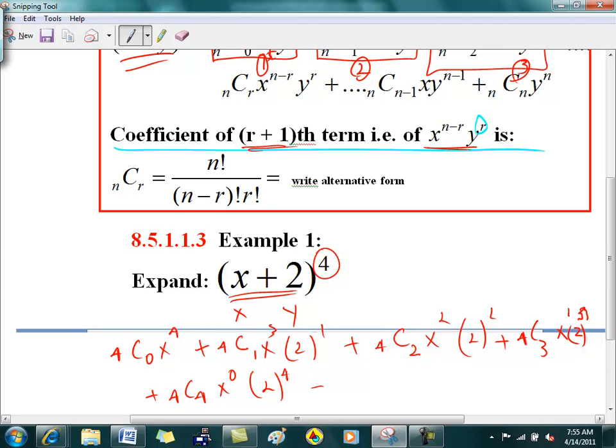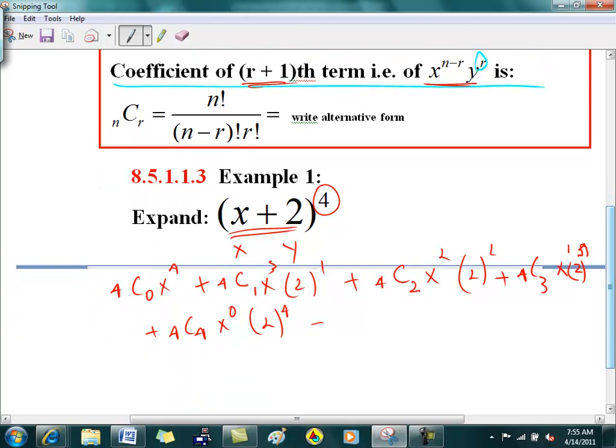Okay. Now what do you do? This is not the end of the line. You simplify. What's 4C0? 1. So you get x to the 4th. What's 4C1? 4. You guys know how to do this on your calculator and otherwise as well, right? 4C1 is 4. So we get 4x cubed.